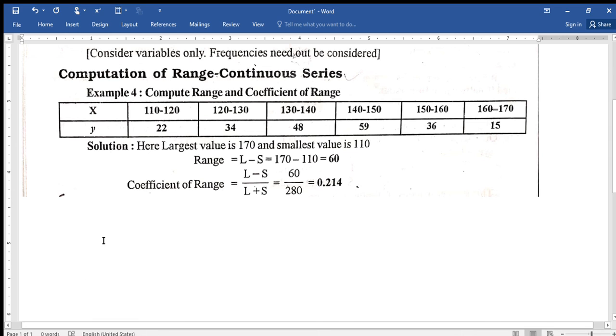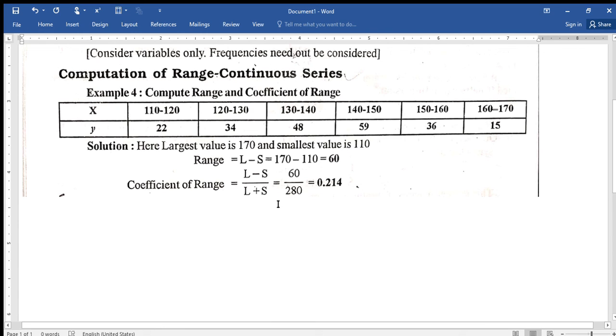Uses of range. Range is very much useful in quality control, weather forecasts, and in knowing the fluctuations in the prices of shares and indices of stock markets. What are the merits of range? Range is the simplest measure of dispersion. Range is the simplest to understand and compute.